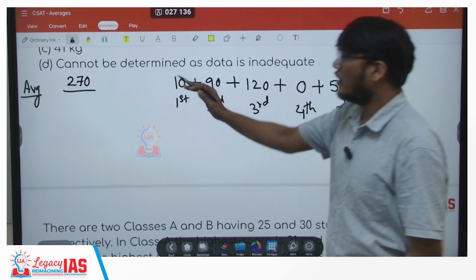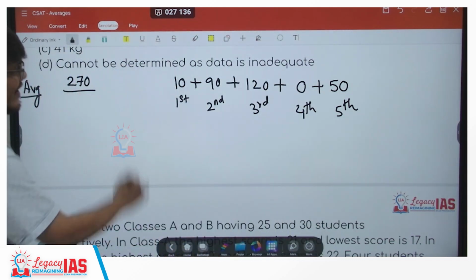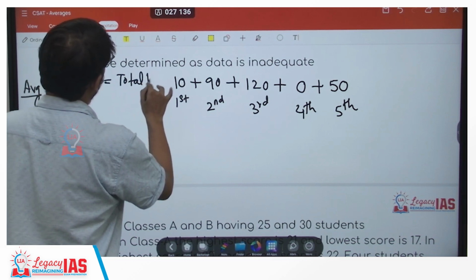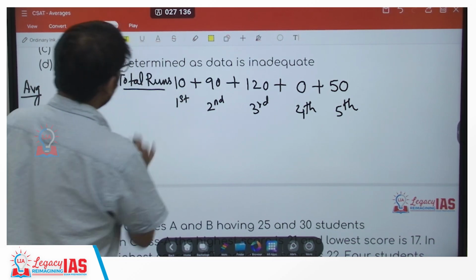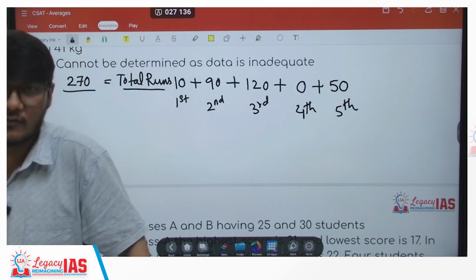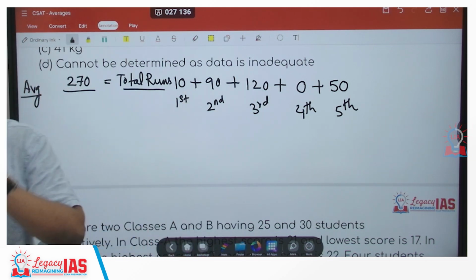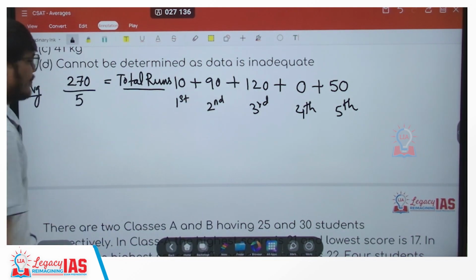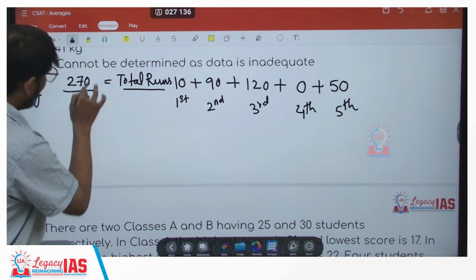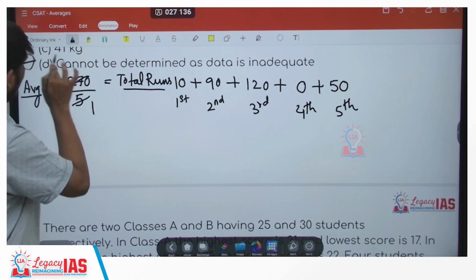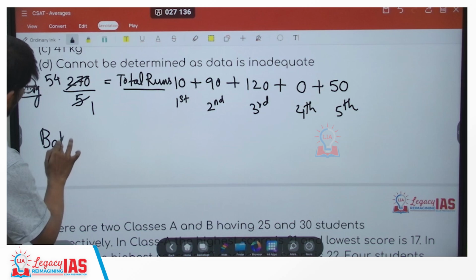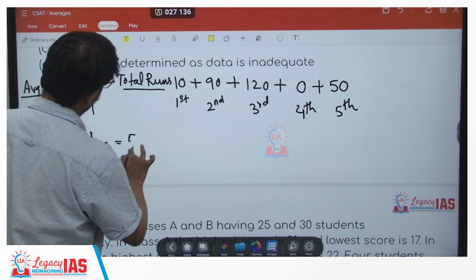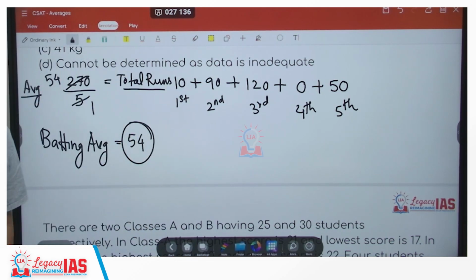So total runs, 270, we divide by, this is nothing but the total runs they have made, divided by the number of innings they used to make these runs. So how many innings have they used? 1, 2, 3, 4 and 5. So you divide this by 5. 5 goes 5 times plus another 4 times. Therefore, the batting average is equal to 54. This is the batting average.